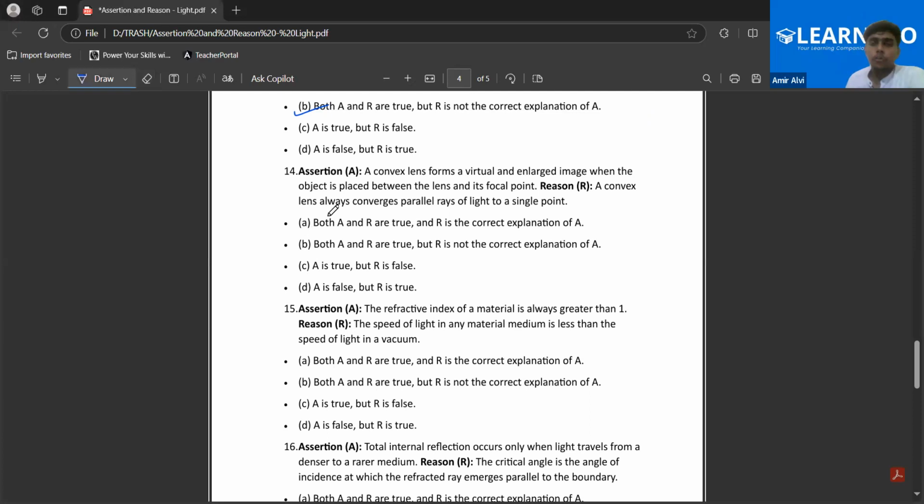Let's see what it is saying. A convex lens forms a virtual image when the object is placed between the lens and focal length. So that is true. A convex lens always converges parallel light rays to a single point. That is also true, but that is not making sense as an explanation for the assertion. So that's why option B would be right. That is not option A because both are different things. The question is saying that it is producing a virtual and enlarged image. The second statement is saying that it converges the parallel light rays. So that is not connecting to each other. So that's why the explanation is not there for the assertion, but they both are true.